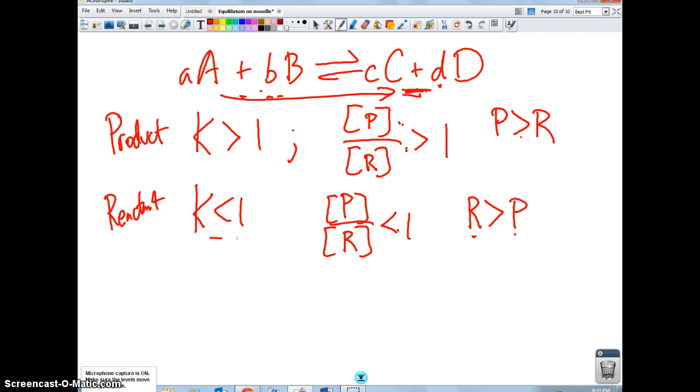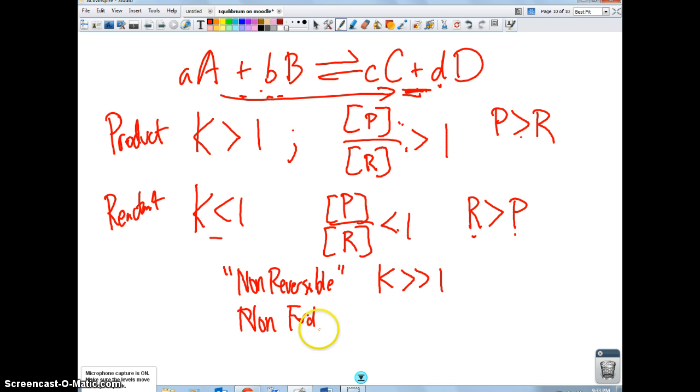Now what's going to actually end up happening in most reactions, especially the ones that we say are non-reversible, if a reaction is non-reversible, that means that K is going to be much, much larger than 1, in the thousands and tens of thousands. And if it does not react at all, a reaction that is non-forward, like it doesn't even react, I guess that's the best way of saying it, if there is no reaction, then K is going to be much, much less than 1.